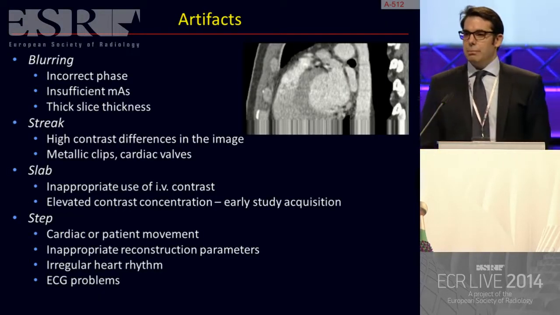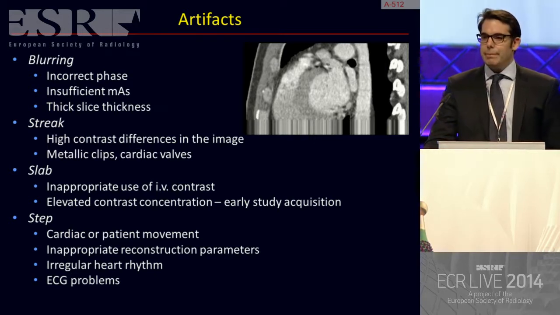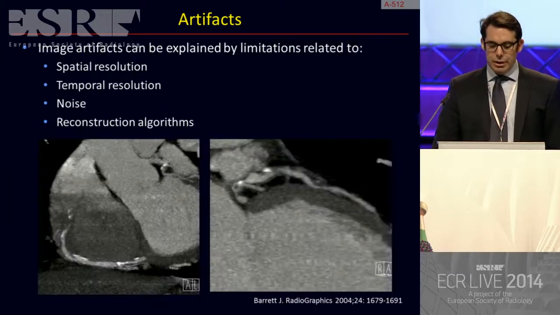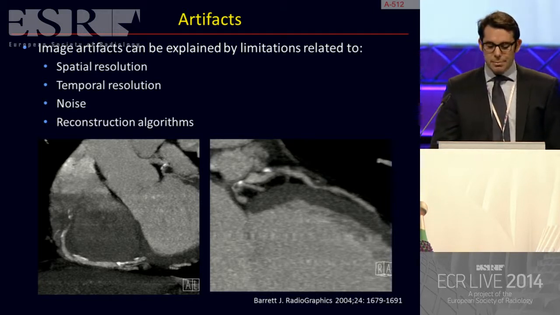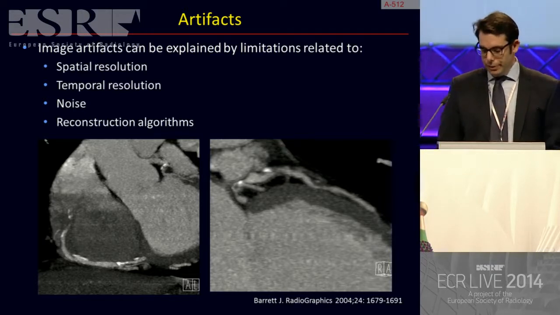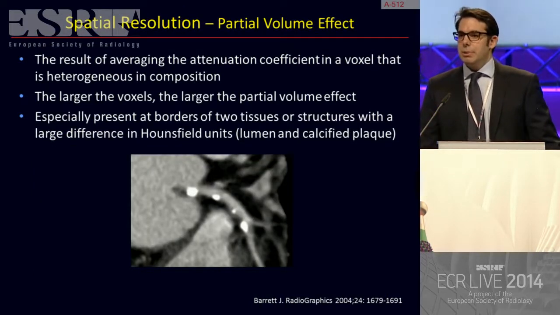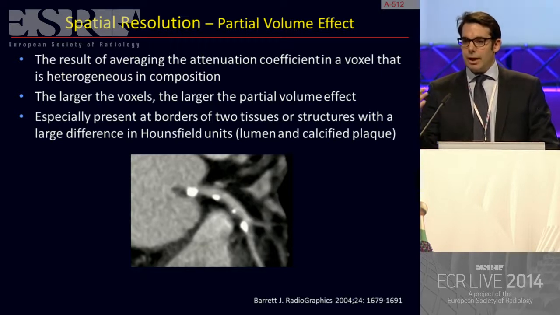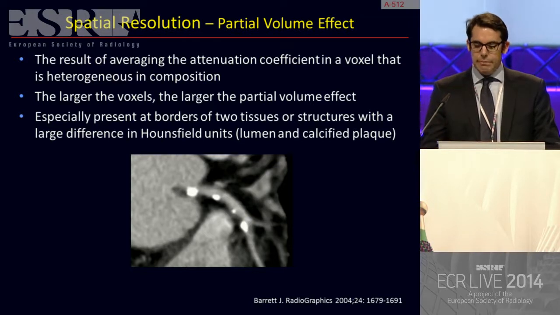The artifacts that are more commonly seen on CT are blurring, streak, slab, and step artifacts. These are the most frequent artifacts that you will find. Generally, these are due to limitations of our system: the spatial resolution is not enough, the temporal resolution is not fast enough acquiring the images, there is too much noise in the image, or the reconstruction algorithm that we chose wasn't the appropriate one. Regarding spatial resolution, remember that we are not too accurate on that, so there will be blooming artifact accentuated because of partial volume effect.